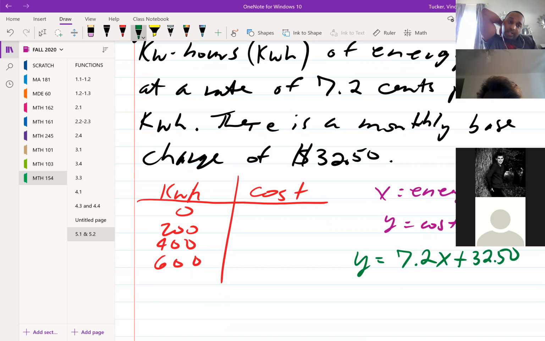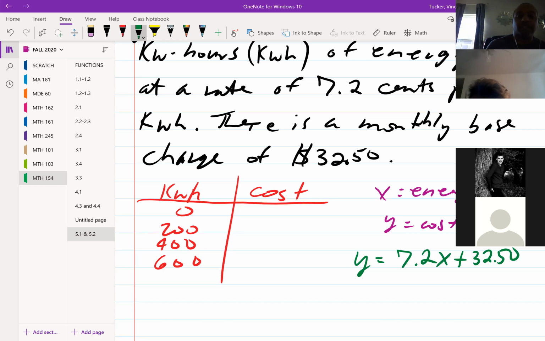The one we had initially, when we were looking at that rate, it increased by 100 miles per gallon, so it was 20. But there was no base that you had to add to it or subtract from it. Here they give us a monthly base. So even if I don't use any energy, I'm still going to have to pay $32.50, because that's the monthly base charge.